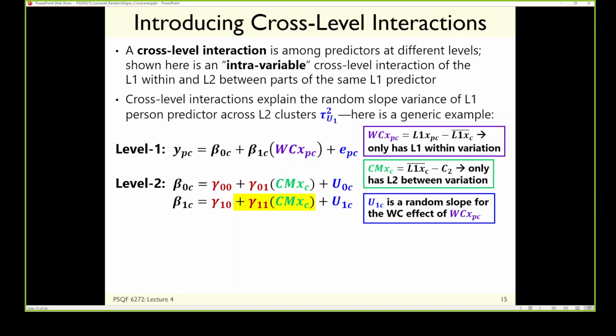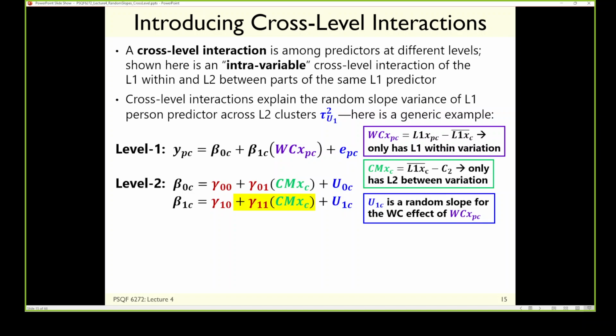Should I say that again? If you could repeat the U1 again. U1, that's my random slope. That's how far off my cluster slope is from the mean slope of this level 1 person predictor effect. Level 1 person.